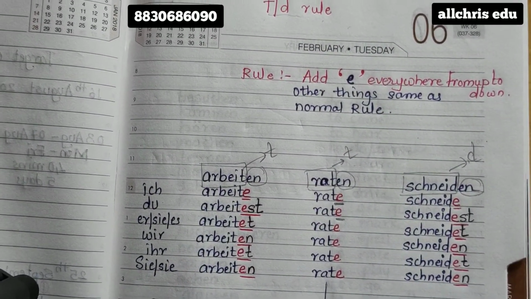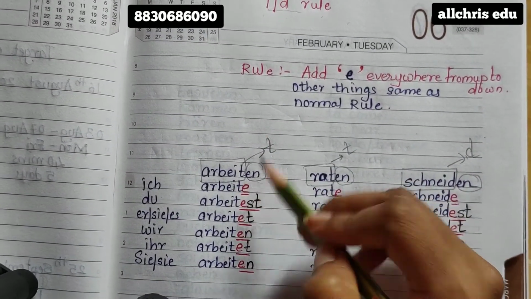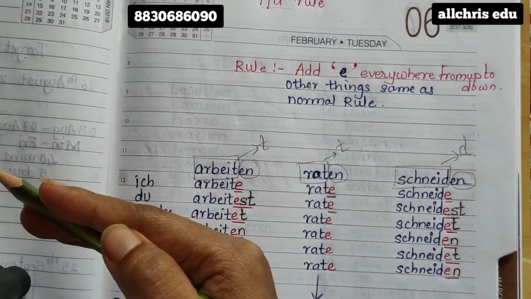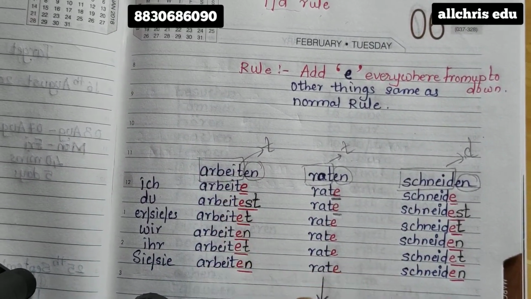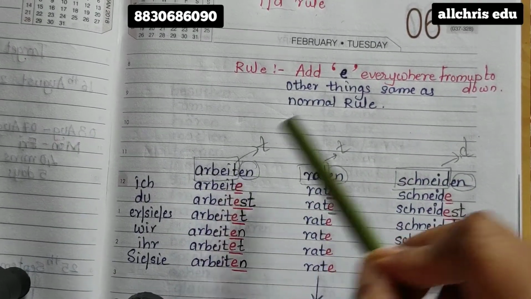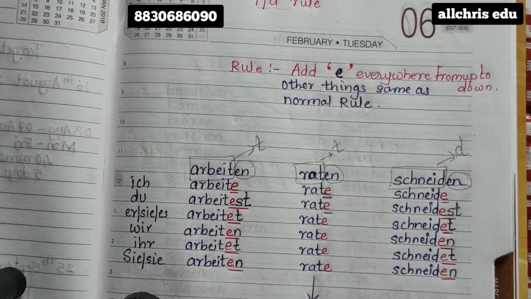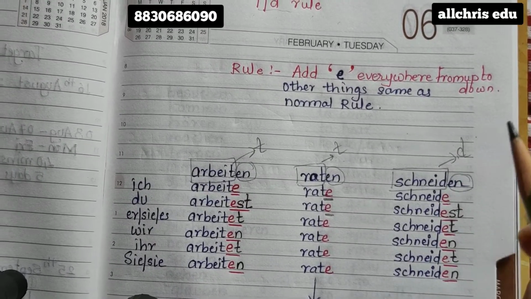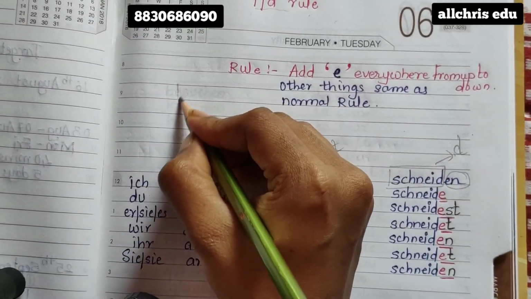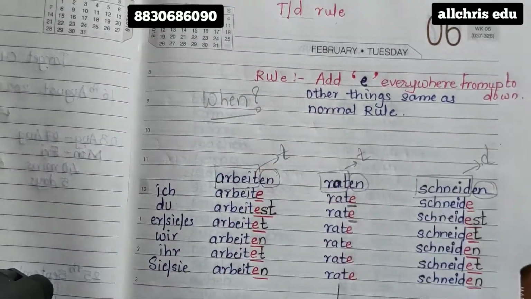It's very easy to understand. Take the verb, cut it in two parts, en separate, starting separate. Starting should end with T or D, T or D, then only you can apply the T/D rule over there. Now you came to know when to apply the rule.